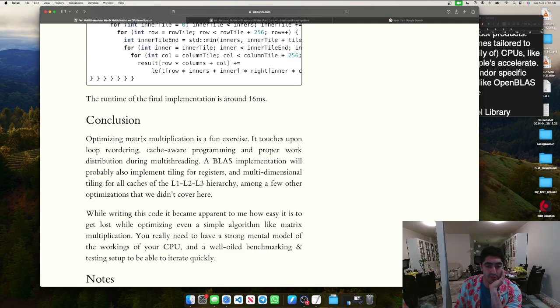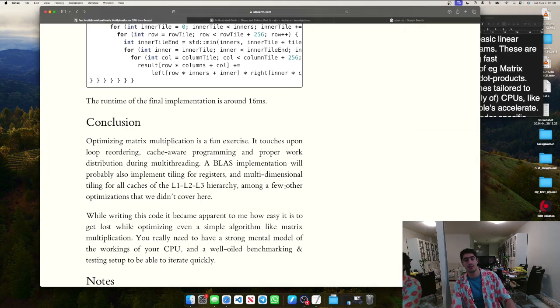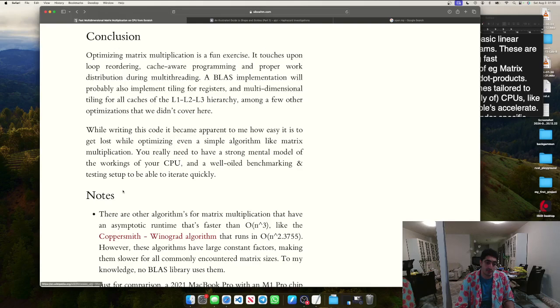Conclusion. Optimizing matrix multiplication is a fun exercise. It touches upon loop reordering, cache-aware programming, and proper work distribution during multi-threading. Basic Linear Algebra Subprograms implementations will probably also implement tiling for registers and multidimensional tiling for all caches of the L1, L2, L3 hierarchy, among a few other optimizations that we didn't cover here. While writing this code, it became apparent to me how easy it is to get lost while optimizing even a simple algorithm like matrix multiplication. You really need to have a strong mental model of the working of your CPU and a well-oiled benchmarking and testing setup to be able to iterate quickly.